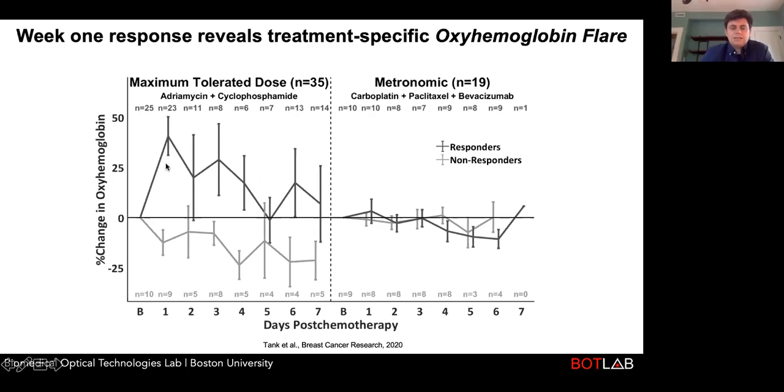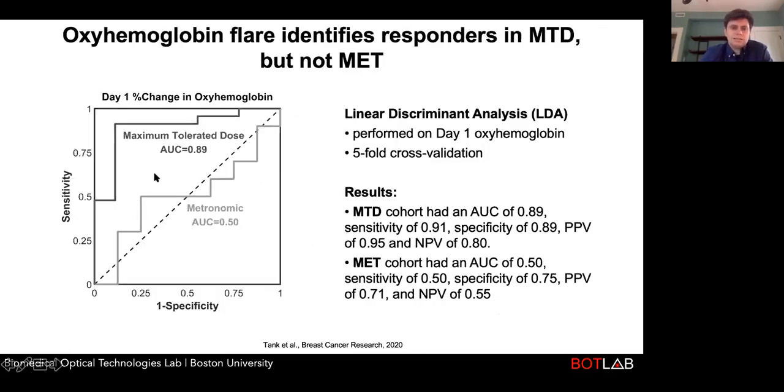We used a number of different analyses, including longitudinal regressions, but also discriminant analysis. And I'll just show you the linear discriminant analysis results. For the maximum tolerated dose, we can get a very high area under the curve on the receiver operating characteristic curve. So the larger area under the curve going this way, the better our ability to discriminate responders from non-responders. And for the metronomic, an AUC of 0.5 means that it's tossing a coin. You really have no predictive ability. And here are the sensitivities and specificities, as well as the positive and negative predictive values.